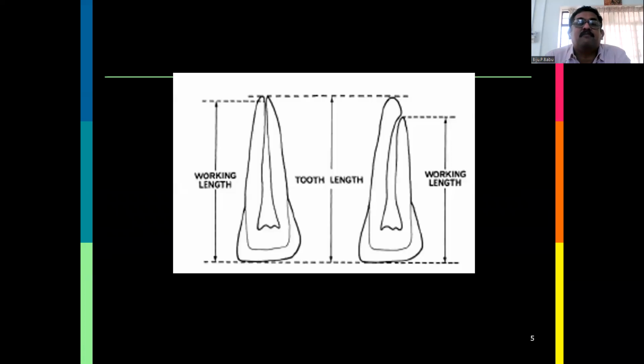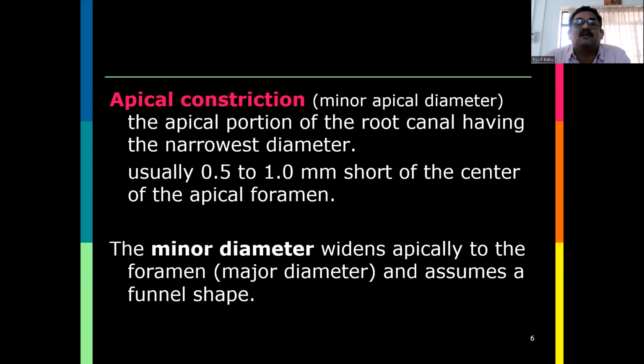Now, they are the minor apical diameter and the major apical diameter. The minor apical diameter is the apical portion of the root canal having the narrowest diameter. It is usually 0.5 to 1 millimeter short of the center of the apical foramen.